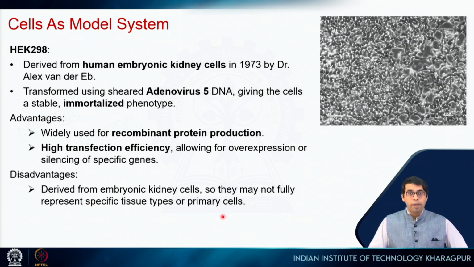Disadvantage: it is derived from embryonic kidney cells, so they are not fully representative of the specific tissue or primary cells. Since these are embryonic kidney cells, isolated, and immortalized, they do not resemble the primary cells from the kidney. Also, they will not resemble the actual cells inside the organ. And the third point is that they will be different from other cells. If you want to do experiments in lung cells, then HEK 293 cells will not be good enough. You will actually have to take cells which are derived from lung. So one has to be aware of tissue specificity when using systems like this.